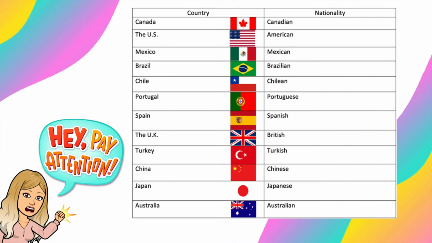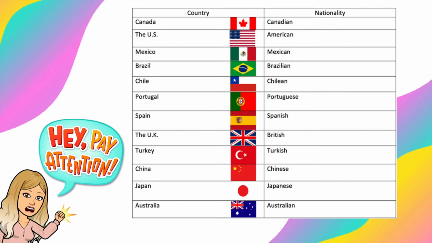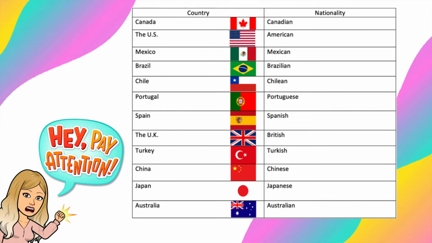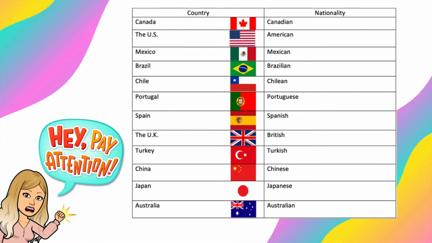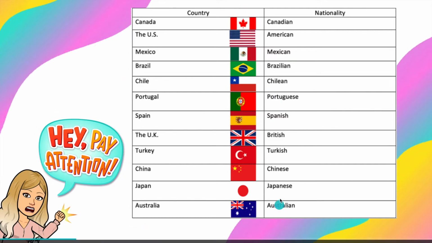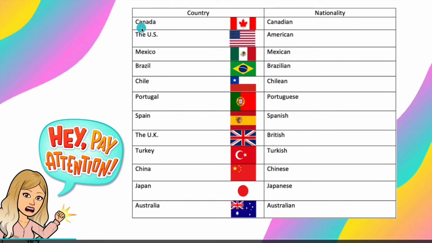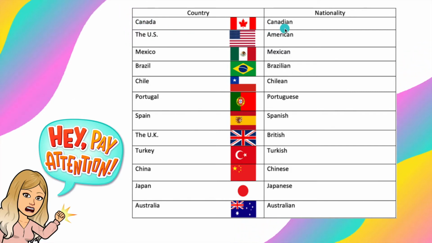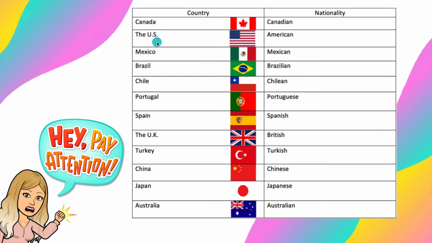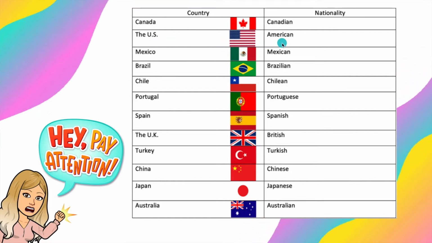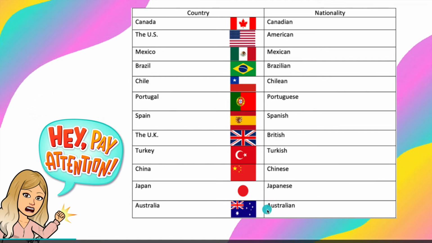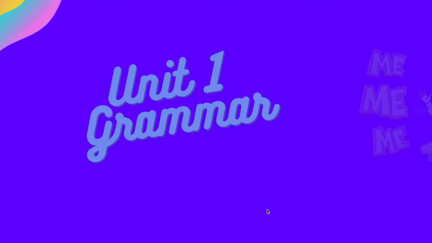I put a flag to each country so that you can understand a little bit better which country I am telling you, okay? So remember, in column number 1, that is this column that you have here, you have the country, Canada, and then in the other column you have Canadian, the nationality, okay? Remember, the US, the United States, the nationality, American. And then you continue with all the countries that you have here. Remember that this is a review, okay?